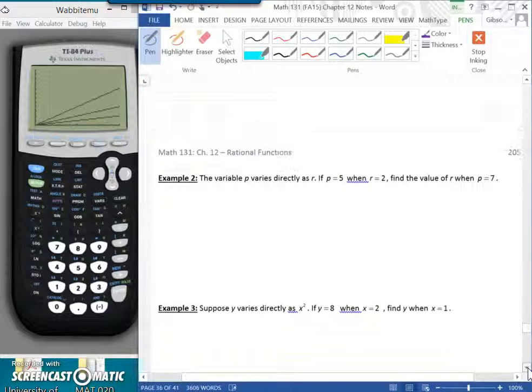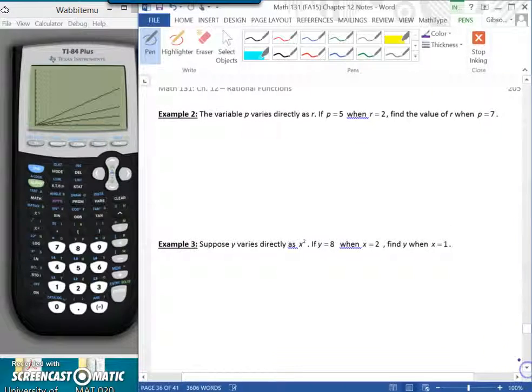Okay, now we go to example 2. It says the variable p varies directly as r. If p is 5 when r is 2, find the value of r when p is equal to 7. So we'll start this out. We have p is equal to k times r. Now, we will substitute in 5 for p, and we'll substitute in 2 for r.